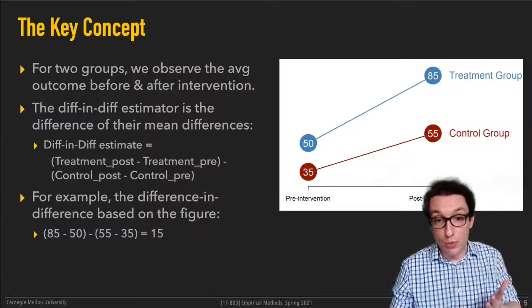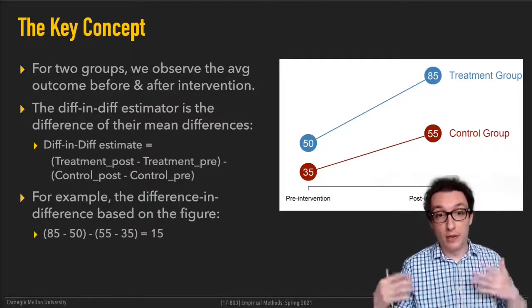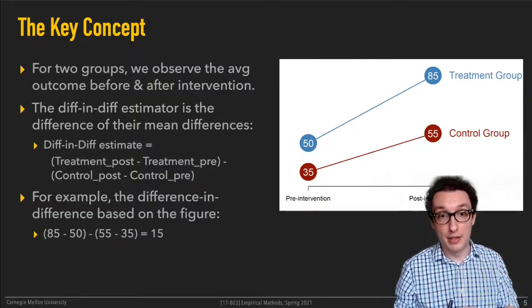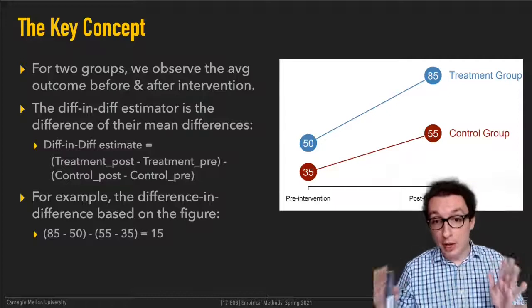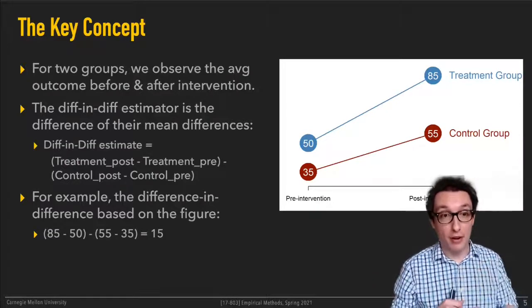That means the control group is appropriately selected. If the two trends would have been parallel otherwise, that's an appropriate control group, right? It doesn't matter what it is. It just matters that they be parallel, okay?